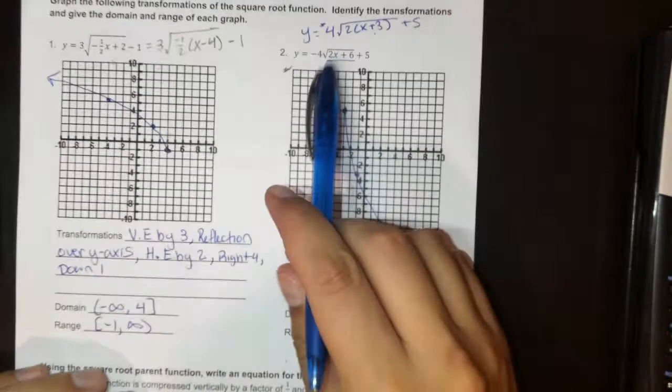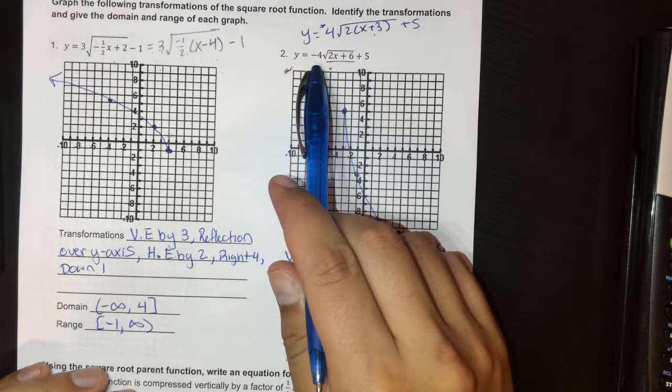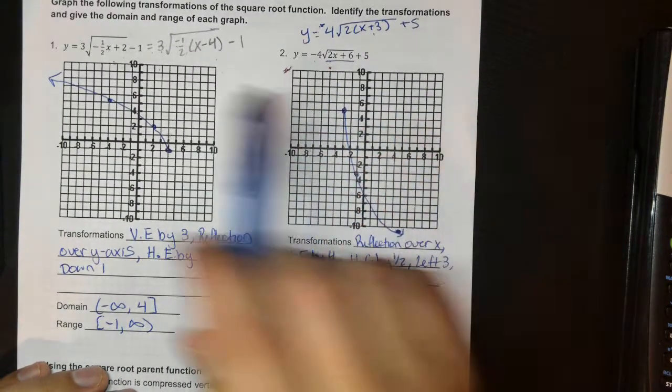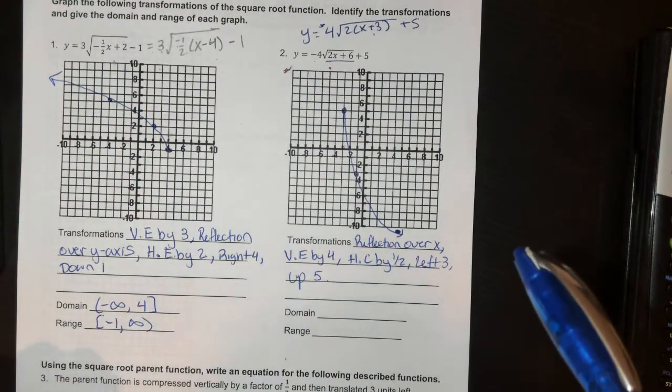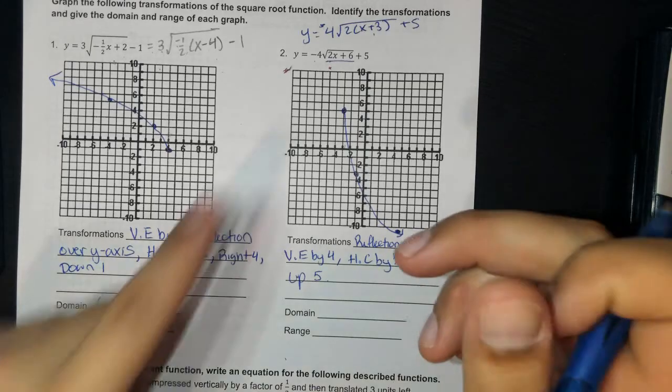Alright, so again, be careful with this part. It's not left 6, because you have to factor out the 2. Same thing on this last one. It's not left 2. You have to factor out the -1/2. Alright, so be careful on these.